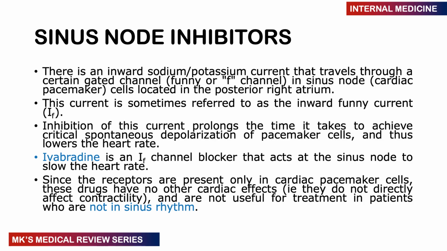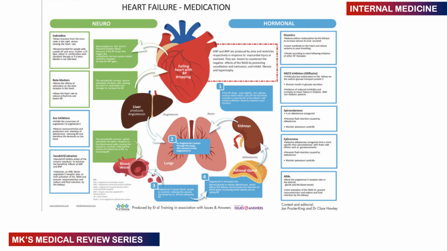A drug like ivabradine, which is a funny channel blocker, can act to block the SA node and slow the heart rate. It won't have any effect on contractility because the other cells do not have this channel. It's pretty much in high concentration only on the SA node. So it's going to be useful in treatment for those that have high heart rates. And it's not useful for patients who are not in sinus rhythm, by the way, because the channel is only found at the SA node.